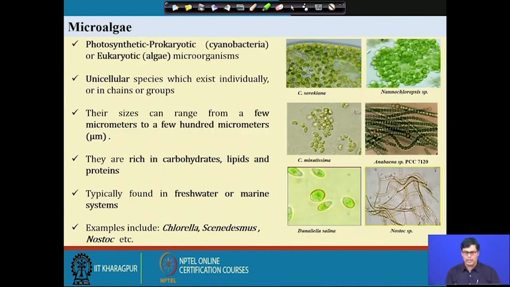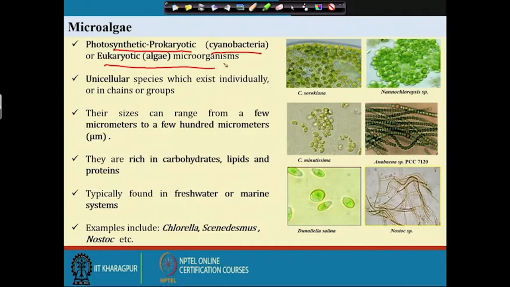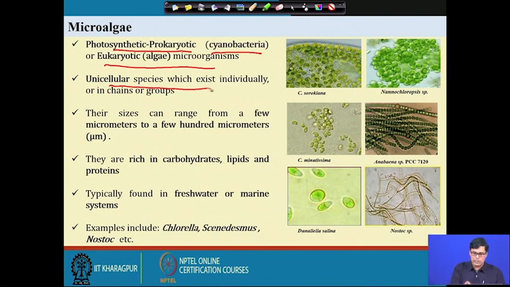Now microalgae. If you look at microalgae, this is photosynthetic prokaryotic, and this is called cyanobacteria. I told you this is largely used as a biofertilizer, because they have the nitrogen fixation property, and this is largely used for plant growth. And eukaryotic algae microorganisms are also available. These are unicellular species existing individually or in chains or groups. You can see here that they can be individual like this, and they can also be available in chains. This is how they are available in nature.